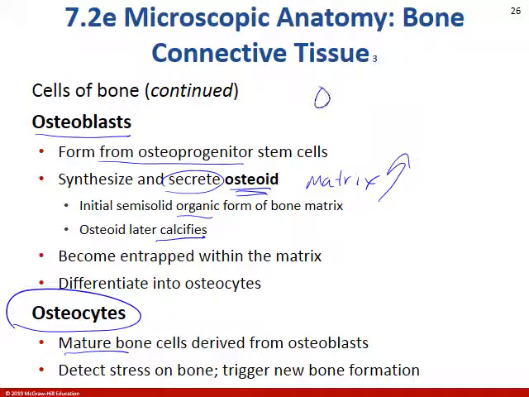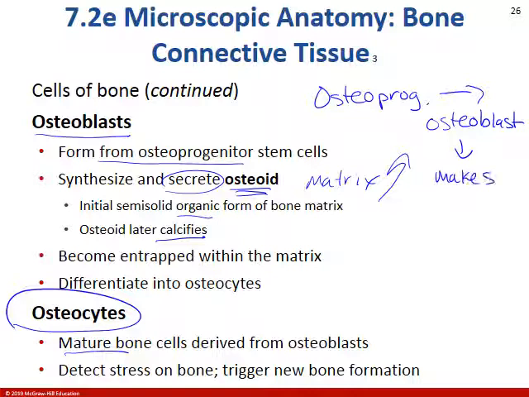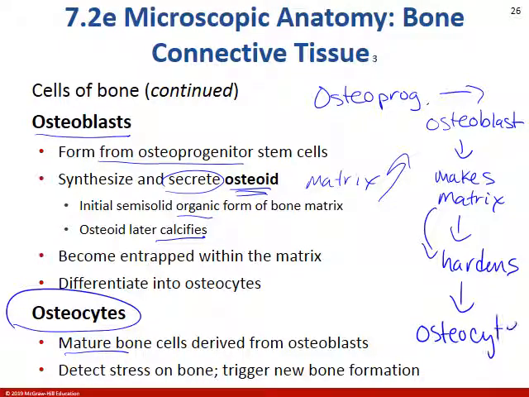So start with the osteoprogenitor cell. Does what? It creates an osteoblast. What does the osteoblast do? It makes matrix and pushes it outside of the cell. And then what happens to that matrix? The matrix hardens, and when the matrix hardens, when the osteoblast is completely surrounded by hard matrix, we call this an osteocyte. It's a bone cell. It is mature.